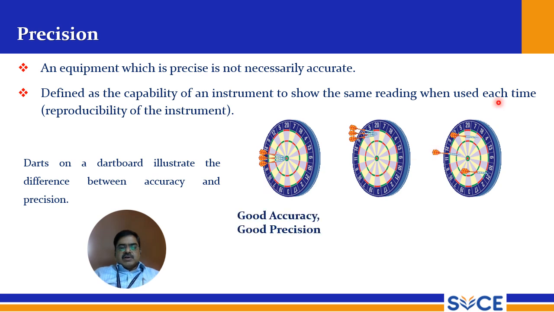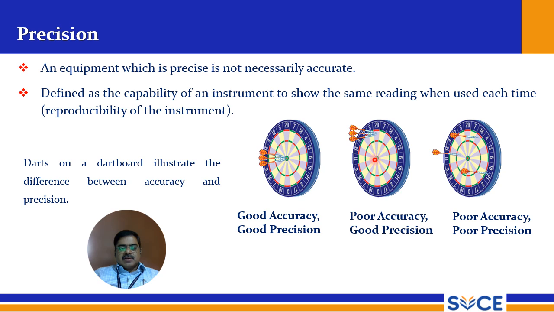Here you can see it is not concentrated on the target, but all arrows are nearer, all arrows are meeting here. So precision is good but accuracy is poor, whereas here it is staggered. It is neither accurate nor precise. So this is the precision.